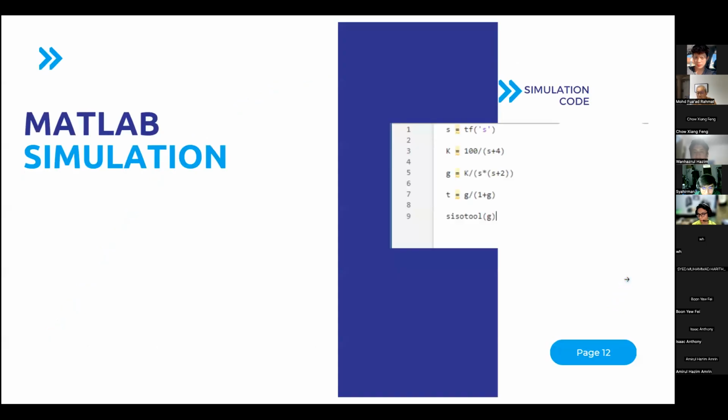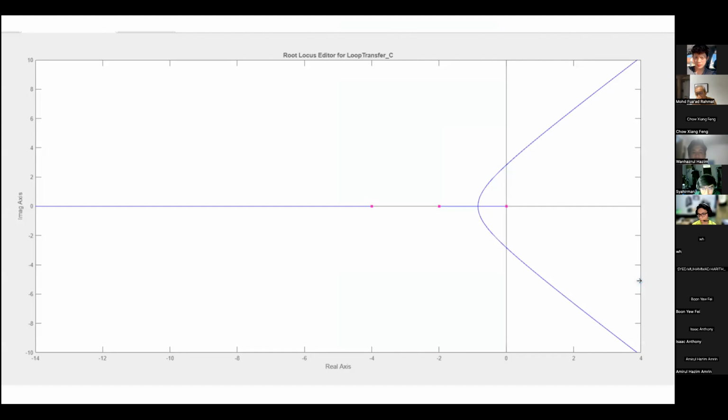So this is the new code for the new transfer function. We use the integral compensator, which is K equal to 100 divided by s plus 4, and then multiply with the original transfer function, we get this. And then next. So this is the new root locus. Next.